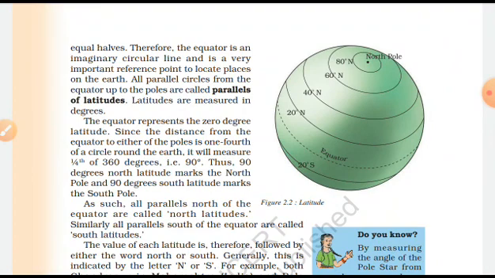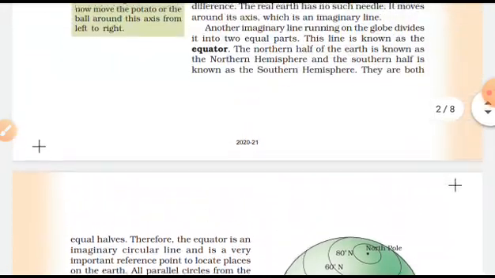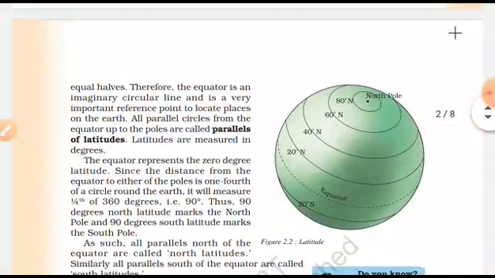These are to be known as latitudes. Okay students, these are to be known as latitudes. And the lines which are artificially drawn from North Pole to South Pole, which are to be known as what? Longitude. Okay, longitude.